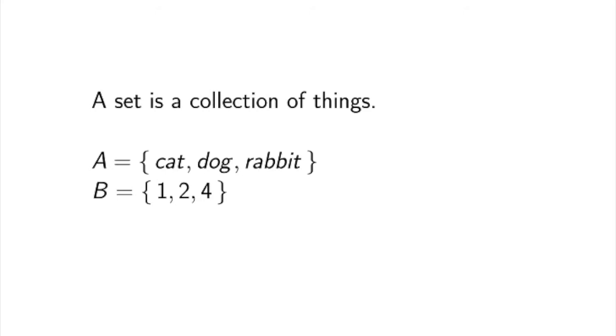So a set is basically a collection of things or objects. You can have anything inside your set, so you can have a set of UK cities or the set of shapes, for example, circles, triangles, squares. Here I've got two sets. A here is the set containing a cat, a dog, and a rabbit. B is the set containing the numbers 1, 2, and 4.